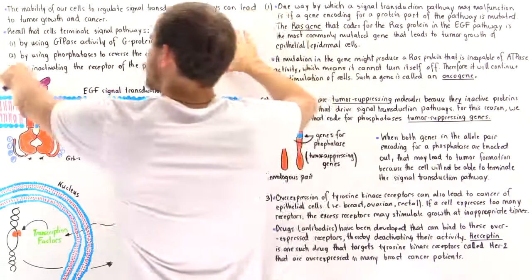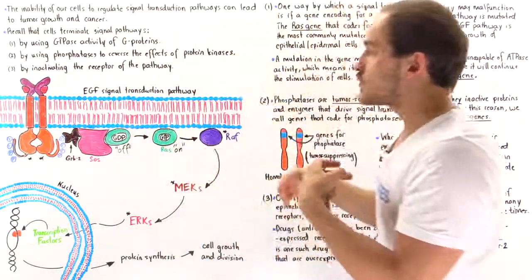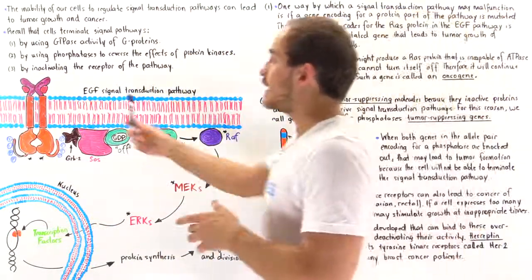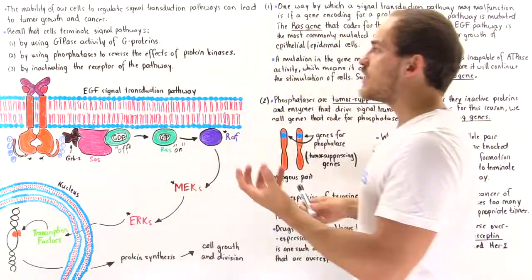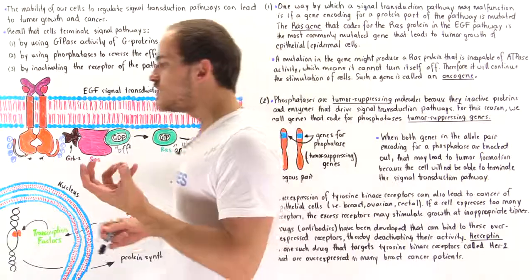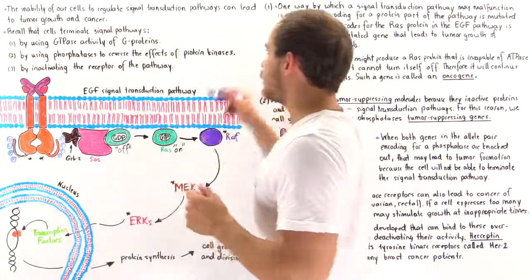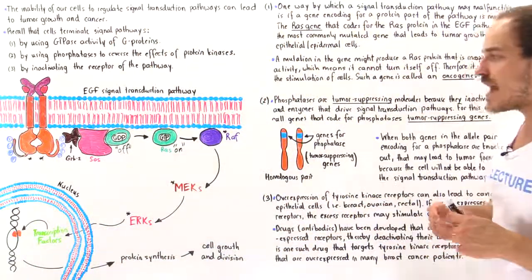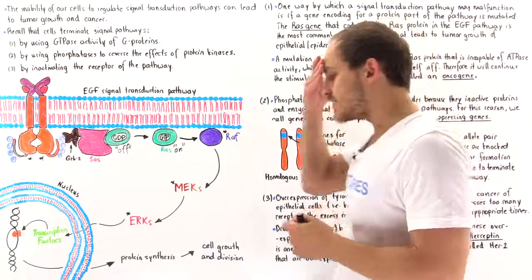Now, let's move on to 2. So if there is an abnormality in this process, how can that lead to cancer? So we said that phosphatases are these proteins which are used to reverse the effects of protein kinases, and that essentially shuts down this process.